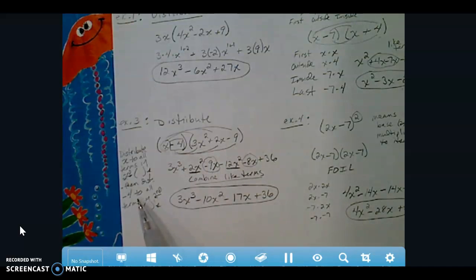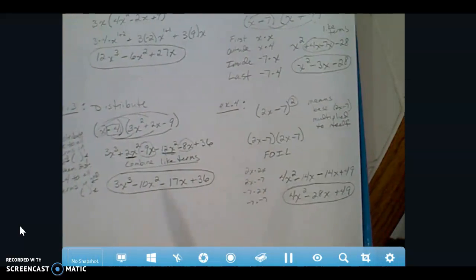Then what I'm going to do is take negative 4, because I got to take the sign with it, and distribute it to all the terms in the second parentheses. So negative 4 times 3x squared, that's what gives me this. Negative 4 times 2x, and negative 4 times 9. Then I combine any like terms I have. So I showed you I underlined these are like terms, so I combined them. And then negative 9x and negative 8x, those are like terms. And you can see what my final answer is.